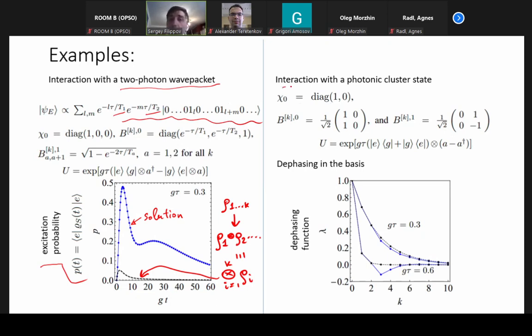On the other hand, on the right-hand side, we have another example of a photonic cluster state, which has a particular realization in matrix product form.